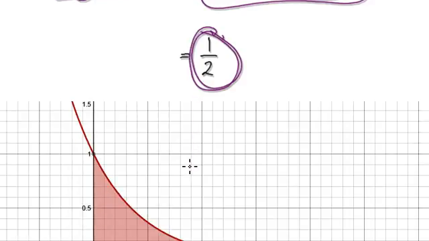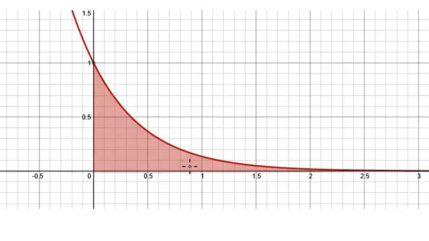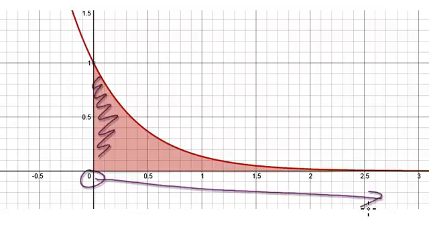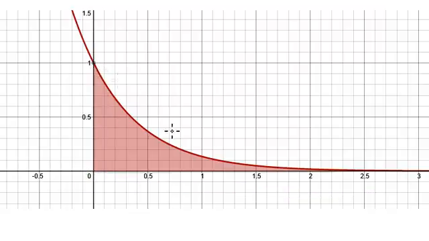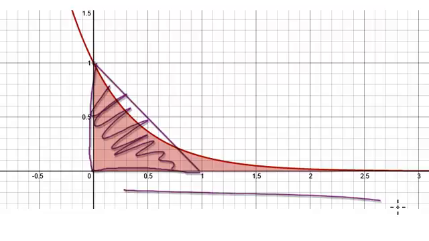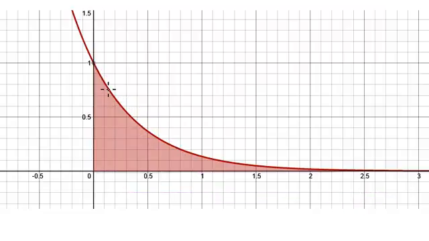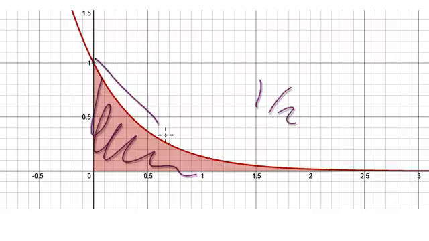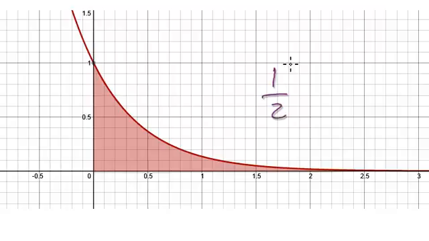So what that means is this whole area here, from 0 all the way to infinity, is a half. Meaning it's roughly the size of this triangle here, as you head towards infinity. So the area that we're trying to find out is a half. A half is really this triangle here. Well, the overall answer is a half.